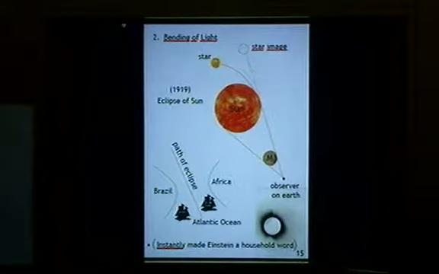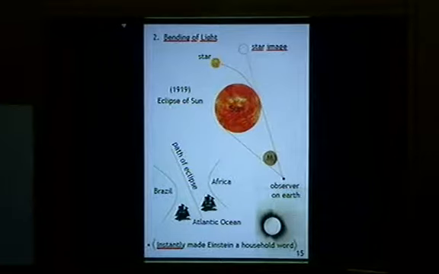Okay, so here's a picture of the eclipse. I put in a little picture of the eclipse. And of course, they didn't use those kind of boats. They had more modern boats in those days. But I thought it's just a little funny to put those boats in. And that instantly made Einstein a household word.